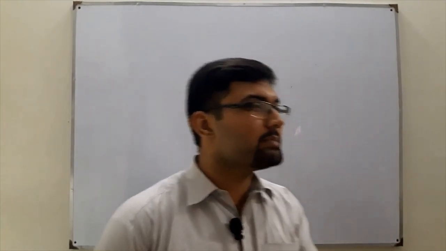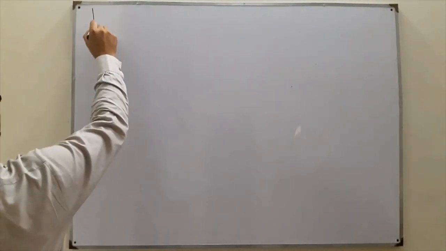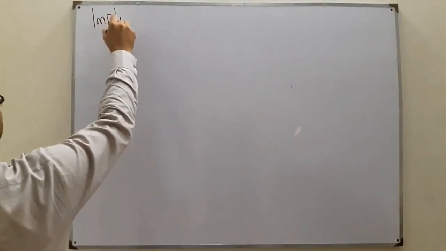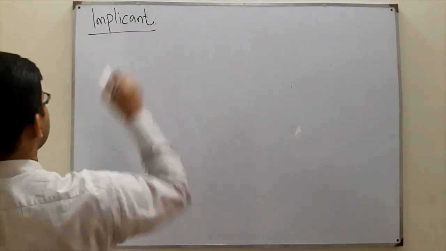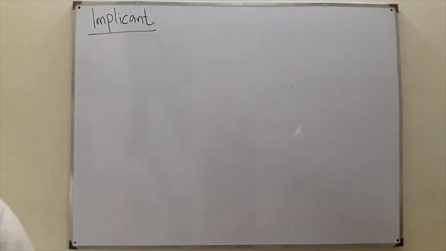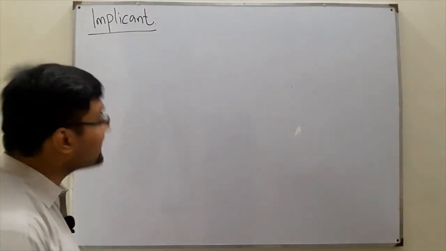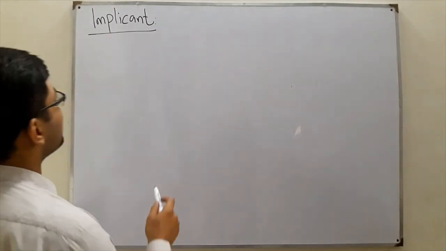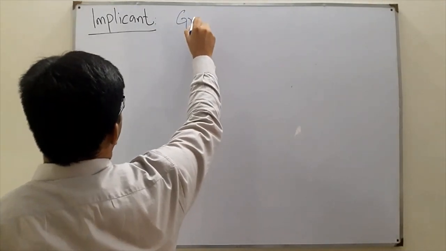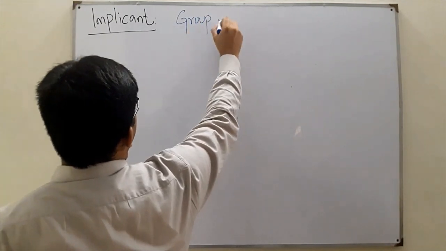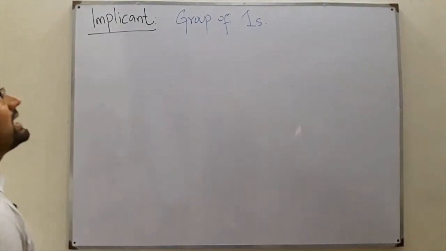This is just a shorter video to discuss two or three terms and the meaning of implicant. Today we discuss the meaning of implicant. Maybe you've heard me using this word implicant in the previous video as well. So what is this implicant? This is the group of ones. The group of ones is called an implicant.